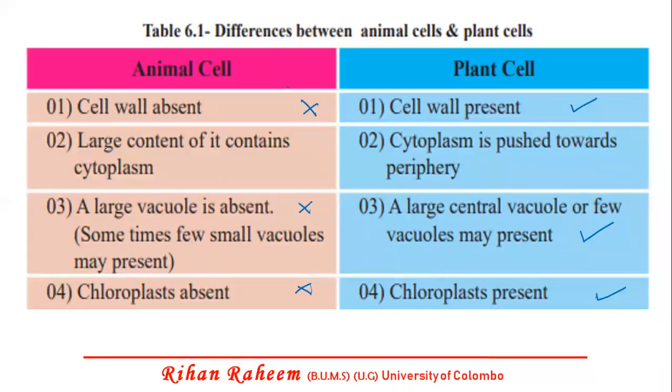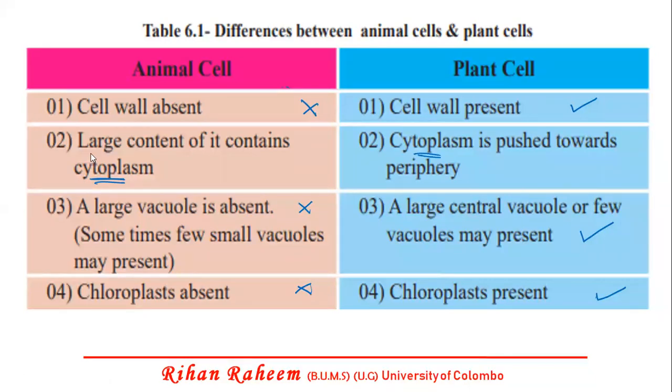The one about the cytoplasm, give it at last. If they ask for three differences, first give cell wall absent, vacuole absent, chloroplast absent, and in plant cells all three are present. That is the main three.